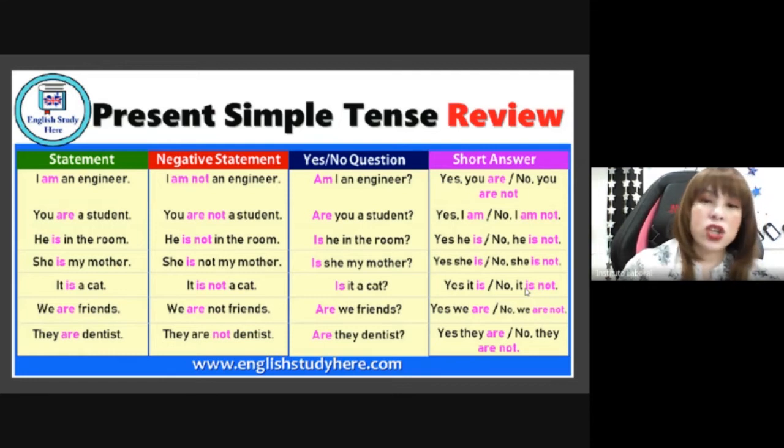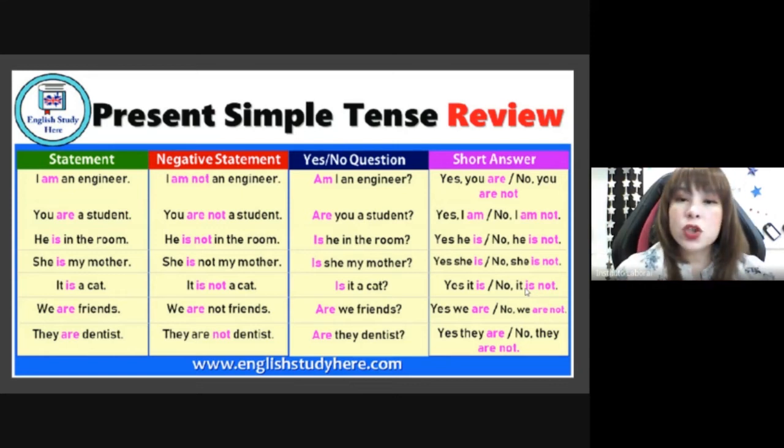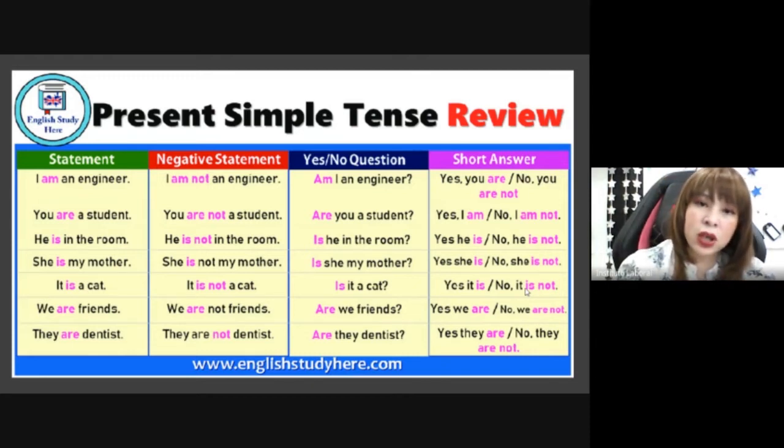When we make questions, we move the verb to be to the first position. So now the verb to be is the first one in the sentence. Am I an engineer? Remember that the question mark is used at the end of the question. Then the short answer includes the verb to be too. Yes, you are. No, you aren't. Are you a student? Yes, I am. No, I'm not.